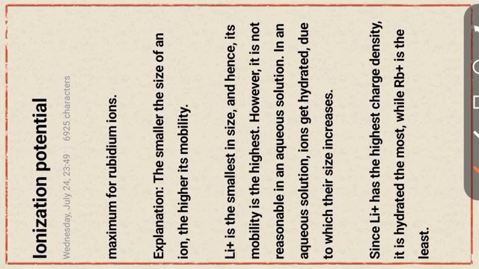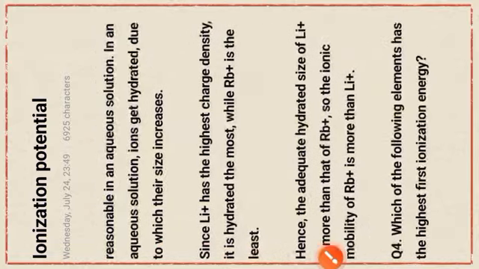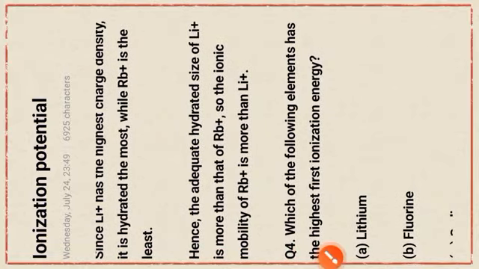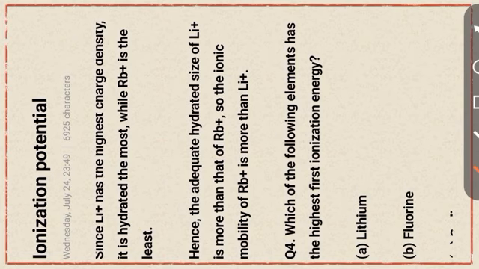In an aqueous solution, ions get hydrated, due to which their size increases. Lithium has the highest charge density, so it is hydrated the most, while rubidium is hydrated the least. Before the next question, I will explain the above question again. The hydrated size of lithium is more than the rubidium ion. So the ionic mobility of rubidium Rb+ is more than lithium.